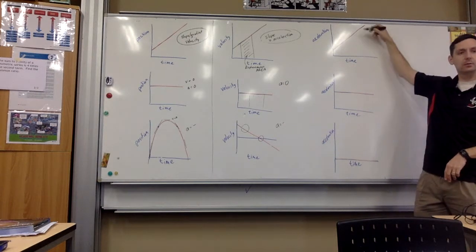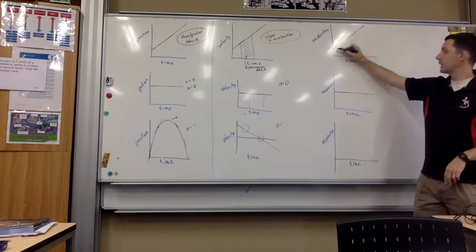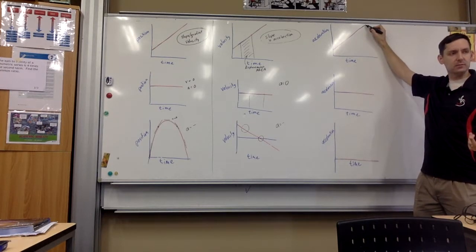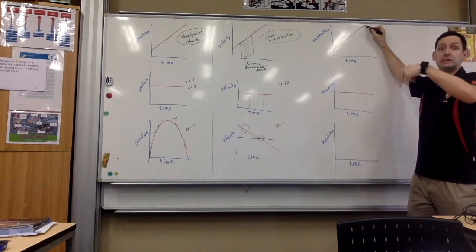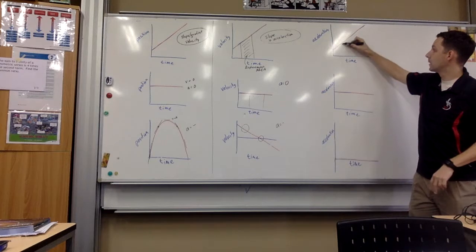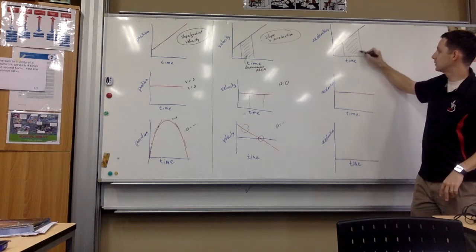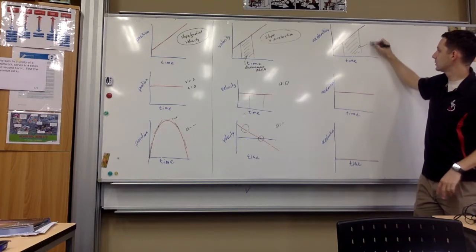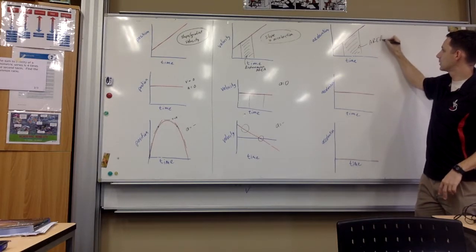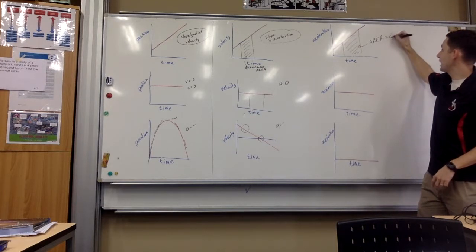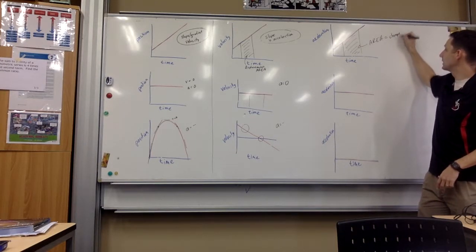All right, acceleration versus time. What's happening here? Acceleration is increasing. What does that mean about the velocity? Increasing at an exponential rate. Increasing, but not increasing at the same rate. It's increasing more and more and more. Okay? On this one, what is the area? Velocity? It's the change in velocity.